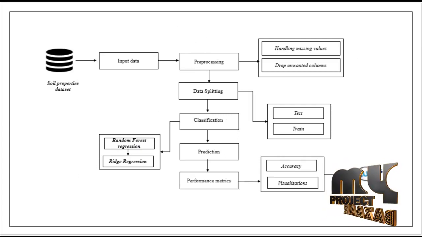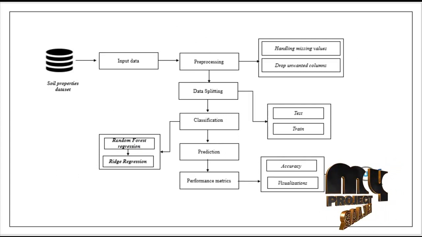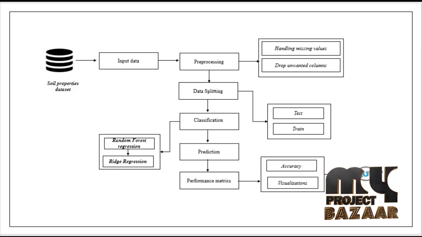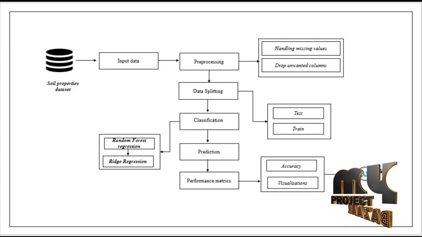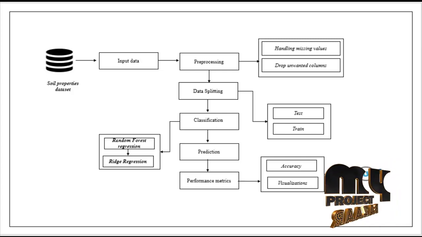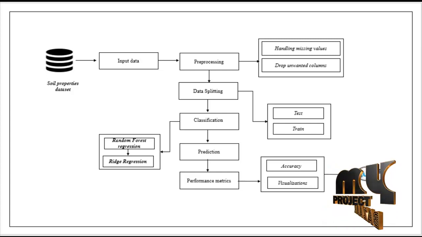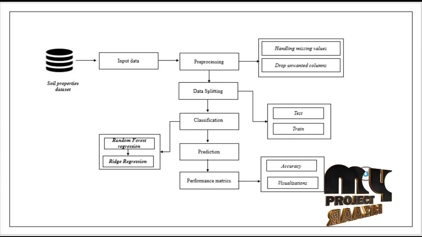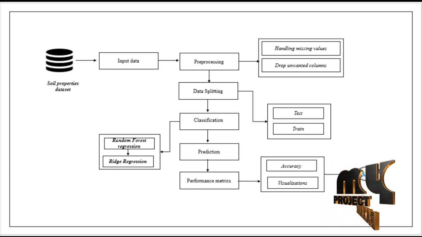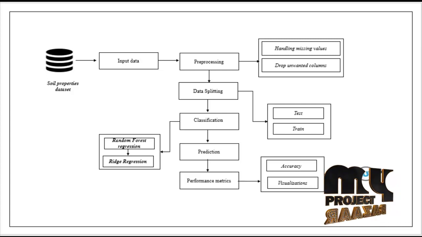Then we are going to see the flow of our process. So this is the flow diagram. First we have to take the dataset. The dataset name is soil properties dataset. The dataset was collected from dataset repositories like UCI, GitHub, Kaggle, and so on. Then we select the input dataset with the help of the pandas package.